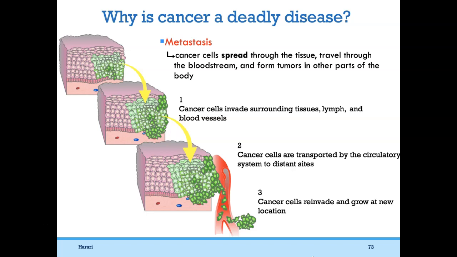So they kind of colonize the body, traveling through the blood vessels, the lymph vessels, to try to find new places to form new tumors. So in this way, one little tumor can spread throughout the entire body and disrupt a lot of body functioning.